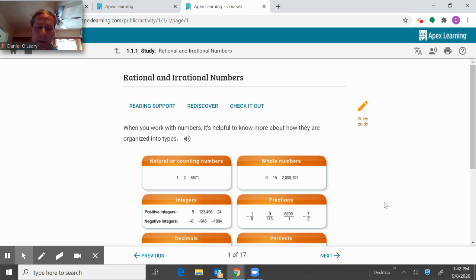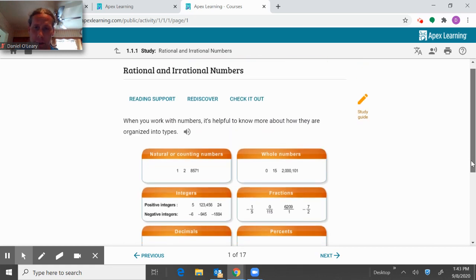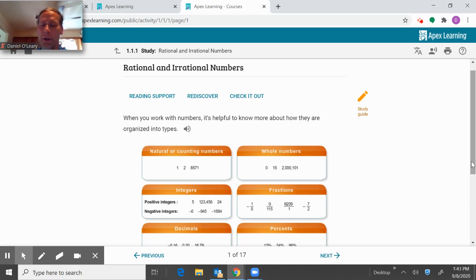You'll see that the Apex program does have things. "When you work with numbers, it's helpful to know more about how they are organized into types." Things like that, where you see the little speaker, you can click on that and hear it. But it's just showing you in this lesson about rational and irrational numbers. You probably learned this in junior high, but it's a refresher for algebra.